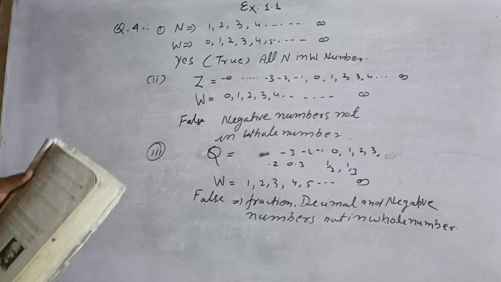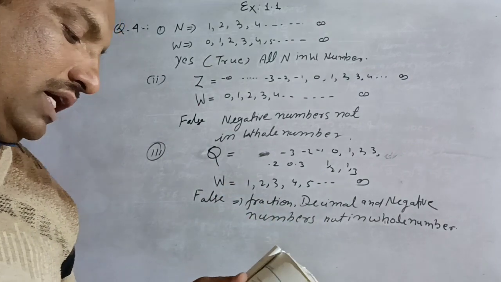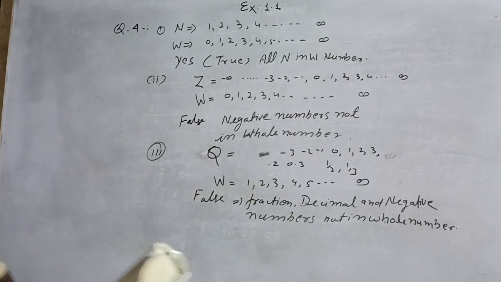This is Exercise 1.1. All questions are completed. And after this, we will read about irrational numbers.